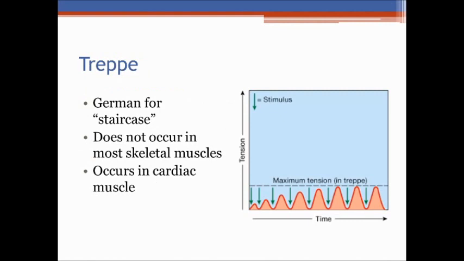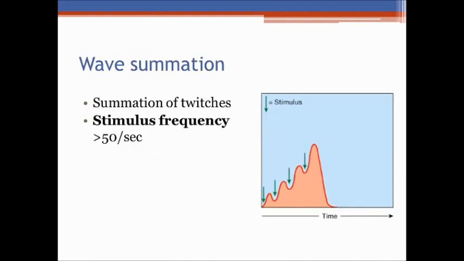Another variation of muscle contractions is known as Treppe. It's German for staircase. This does not occur in most skeletal muscles, but it does occur in cardiac muscle. Wave summation is a summation of twitches, so a lot of twitches happening. If you're getting more than 50 stimuli to that muscle fiber per second, that will cause a wave summation.